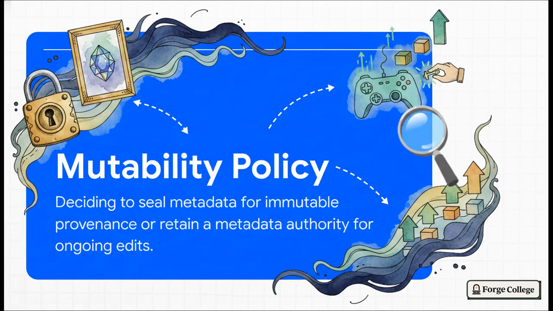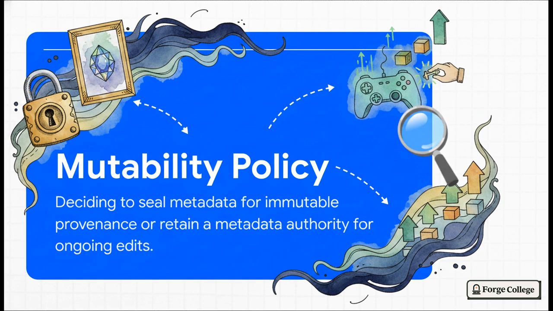Step 1 is your mutability policy. The really interesting aspect here is the finality of it. You have to decide, are you going to seal your metadata for immutable provenance or retain an authority to make edits later? If you're launching a high-value art NFT collection, immutable provenance is usually the standard. You mint it, and then you set the authority to null. Bam, it's locked forever. But say you're building a gaming asset where the token stats might level up over time.